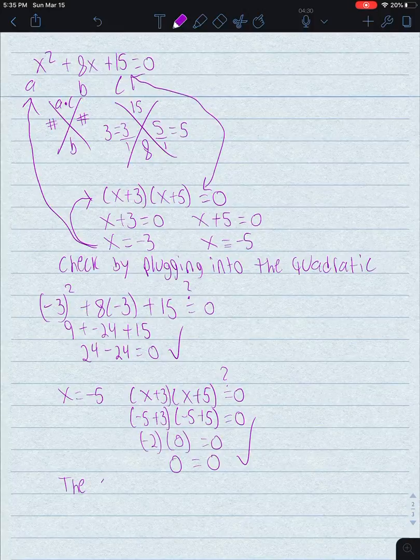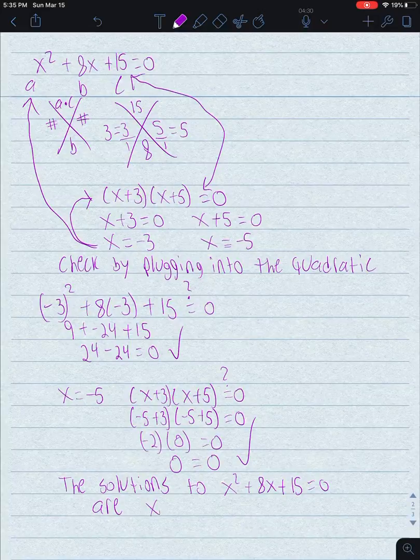Which means that the solutions to x squared plus 8x plus 15 equal to 0 are x equals -3, -5.